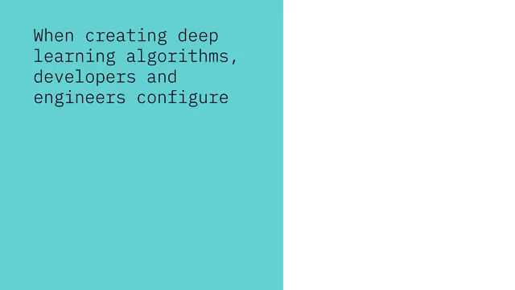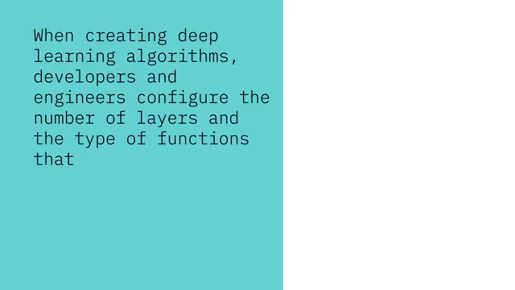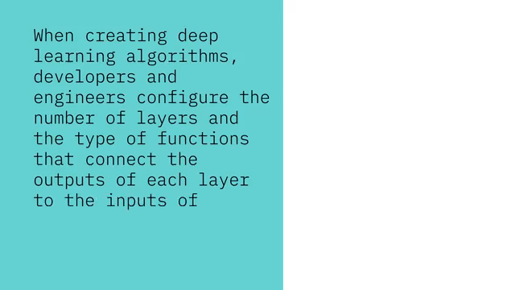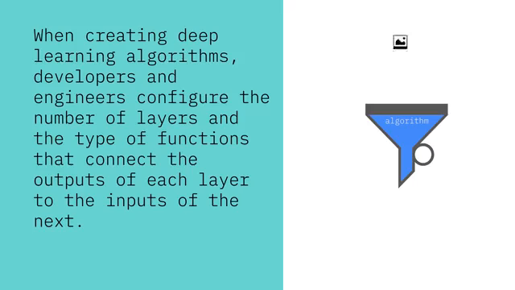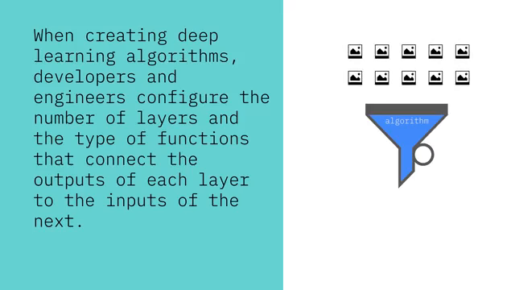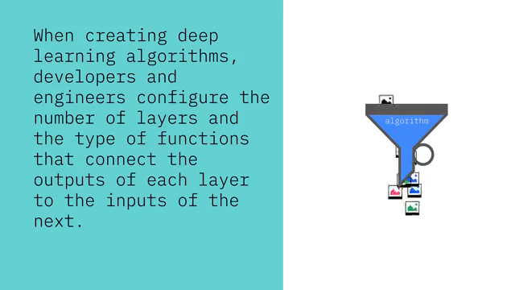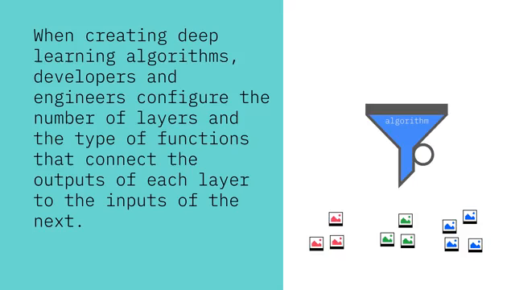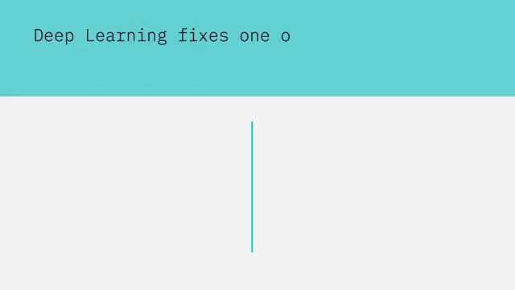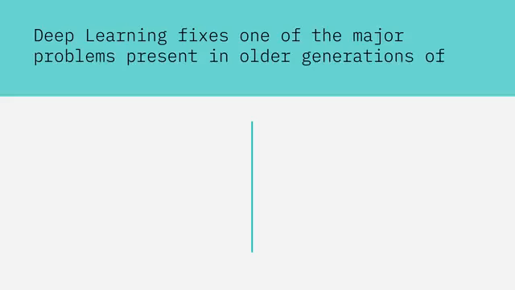When creating deep learning algorithms, developers and engineers configure the number of layers and the type of functions that connect the outputs of each layer to the inputs of the next. Then, they train the model by providing it with lots of annotated examples. For instance, you give a deep learning algorithm thousands of images and labels that correspond to the content of each image. The algorithm will run those examples through its layered neural network and adjust the weights of the variables in each layer of the neural network to be able to detect the common patterns that define the images with similar labels.